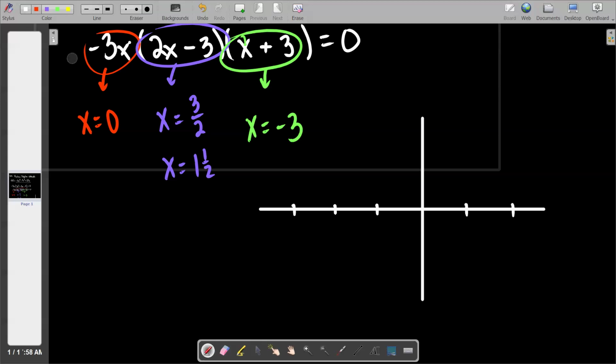So I'll use my big fat dots. I'm going to put a mark at 0. I'm going to put a mark at 1.5, which is right here. And then I'm going to put a mark at -3, which is right here.